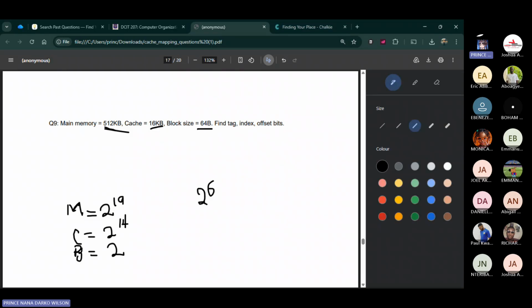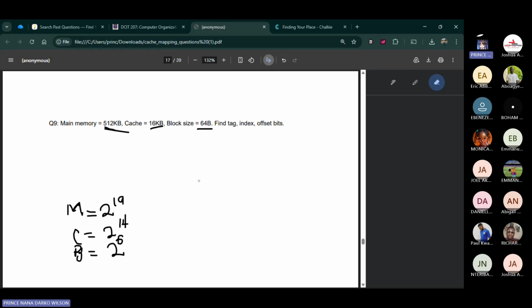So 2 to the power 6. And then the reason why we're not adding the 2 to the power 10 is that there's no kilo. So having all these now, please compute the tag, index, and offset bits.